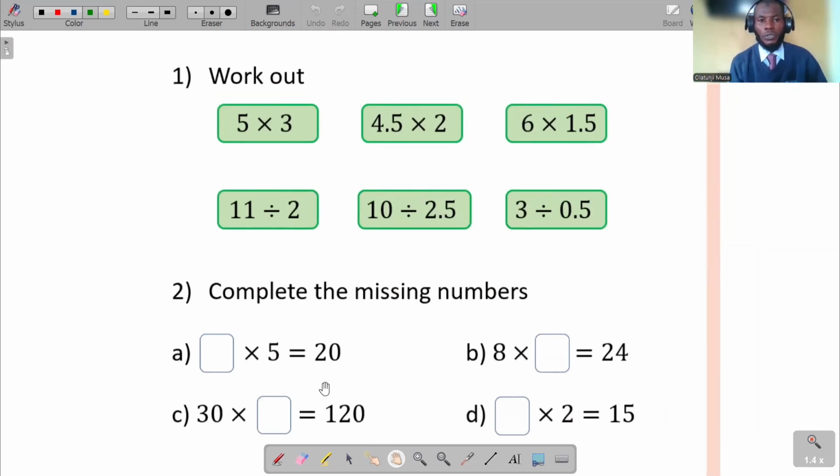Work out 3 times 5. That is 5 lots of 3. 4.5 times 2. That is 4.5 lots of 2. 6 times 1.5. That is 6 lots of 1.5. 11 divided by 2, 10 divided by 2.5, and 3 divided by 0.5. Have a go on that, quickly.